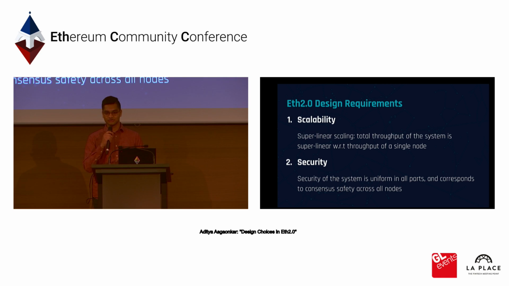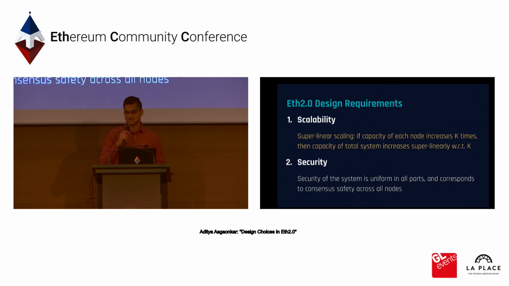So if the capacity of a node is C, then the capacity of the entire system should be more than O of C. There were some issues with this definition, so I changed it to this: if the capacity of each node increases k times, then the capacity of the total system increases superlinearly with k. So, k log k or k squared, something like that.